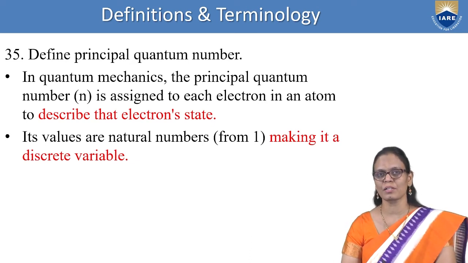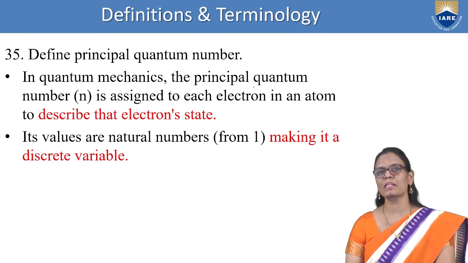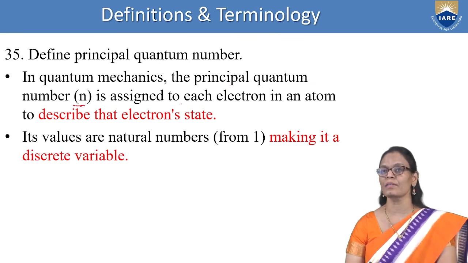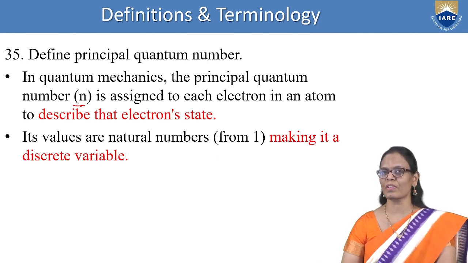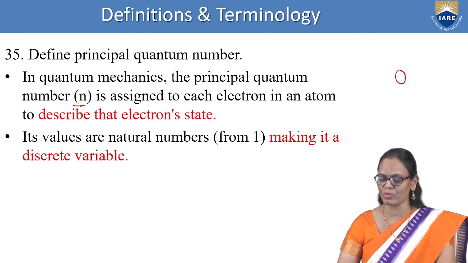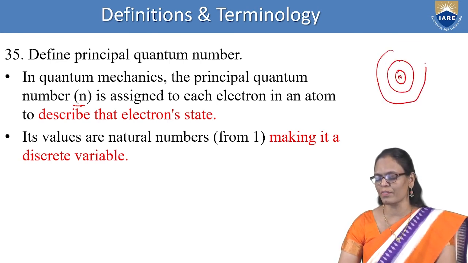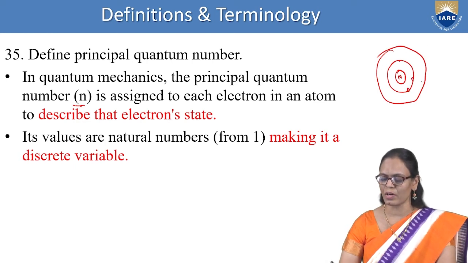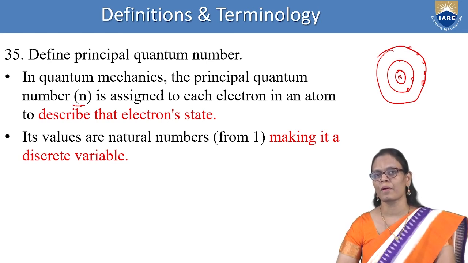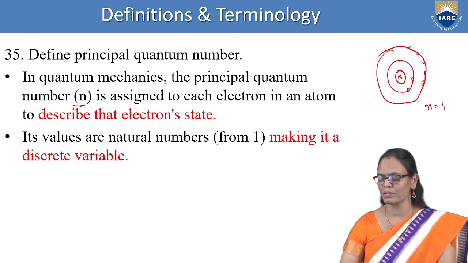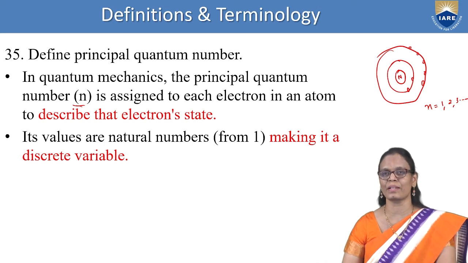Then define principal quantum number. In quantum mechanics, principal quantum number n is assigned to each electron in an atom to describe its electron state. Its values are the natural numbers from 1, making it a discrete variable. Whenever we talk about electrons in an atom, we have the nucleus at the center and electrons revolving around the nucleus in fixed orbits like this. When we have to assign the electron state, we denote it by n equal to 1, 2, 3 and so on. They are discrete values.